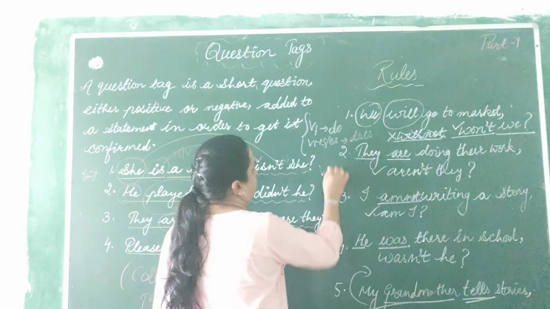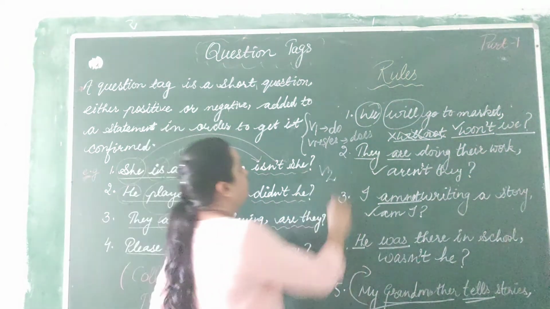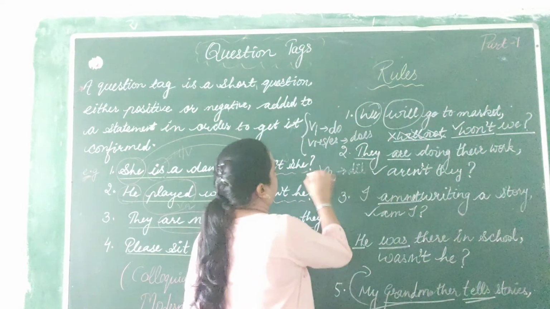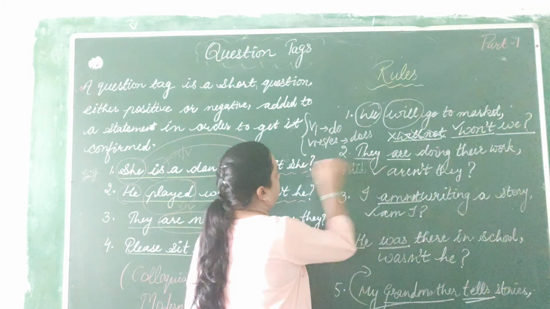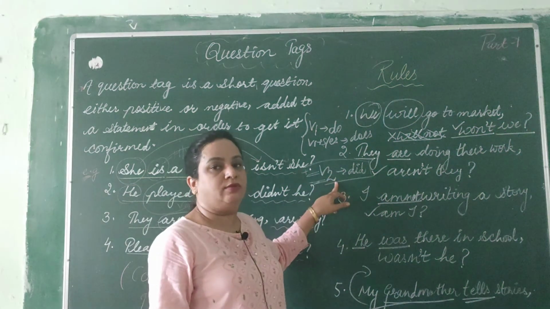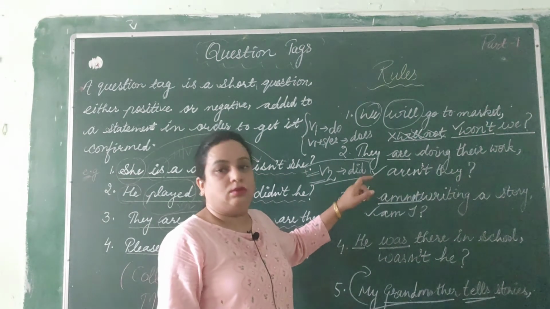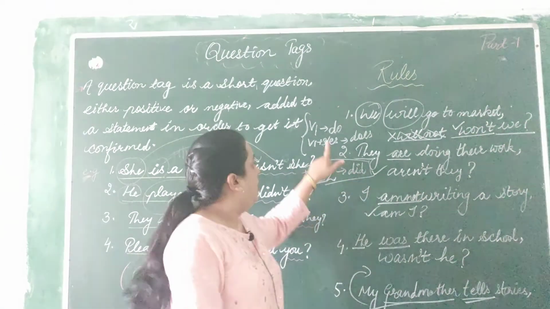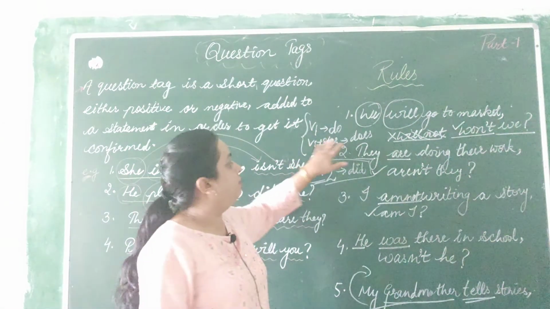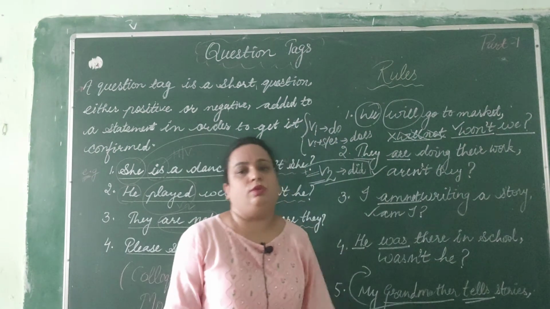And when we talk about simple past, if verb second is given to you in the sentence, we will use "did" as the helping verb. So this one is quite important. Please make notes of this. If verb second is given to you, you will use "did" in the question tag. If verb first is given, you will add "do", and if verb first plus s or es is given to you, in that case you will use "does".